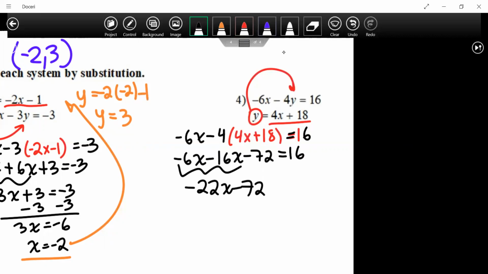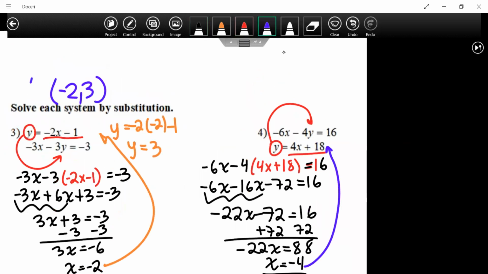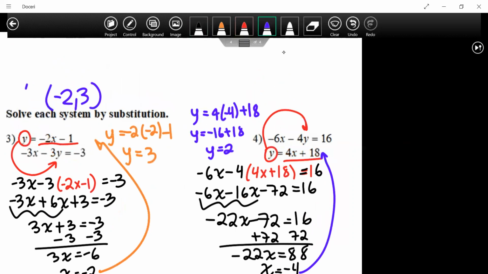Ooh, I see what it's going to give me. Adding 72, 88. X is going to be equal to negative 4. Take it and plug it into the one up on top. We're going to get y is equal to 4 times a negative 4 plus 18. 4 times a negative 4, negative 16 plus 18, positive 2. Solution, negative 4, comma, 2.